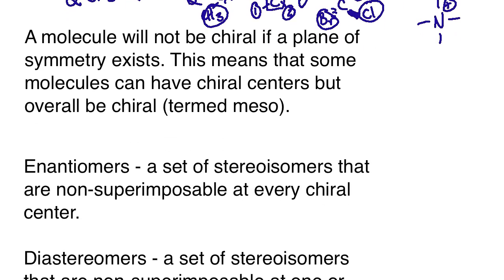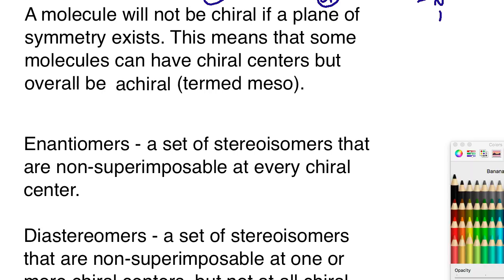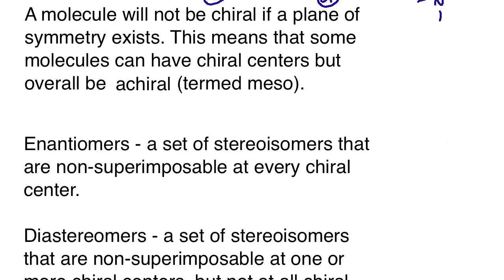All right, a molecule will not be chiral if a plane of symmetry exists. Now we've talked about this, all right? So this means that some molecules can have chiral centers, but overall the molecule can be achiral. I'm sorry, that should be achiral. Okay, there we go. Sorry about that. The autocorrect kept trying to change it to chiral. So the term achiral is simply the opposite of chiral, okay? So chiral centers may exist. You may have individual carbons that are chiral centers. However, the molecule, when you take a look at it, is going to be achiral.